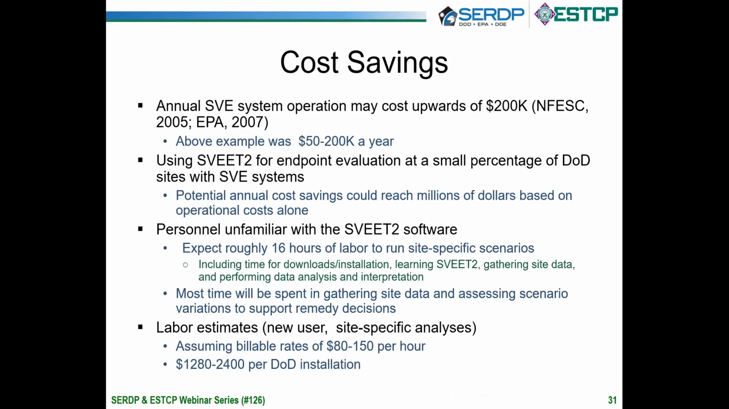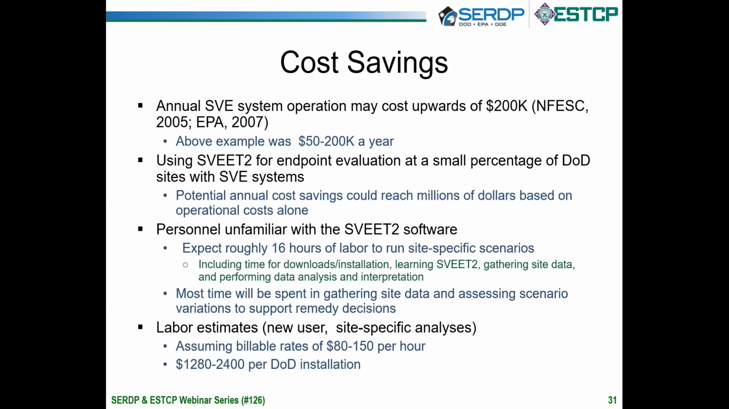So we went beyond that one site and got some information more broadly about SVE operational costs that range from 50 to 200K a year, and consider that if we're doing endpoint evaluations for a small percentage of DoD sites with SVE systems, that potential cost savings on the operating costs alone could reach into millions of dollars pretty quickly. Right? With the previous site, 2 years of extra operation would be another over $1 million. So this could add up pretty fast.